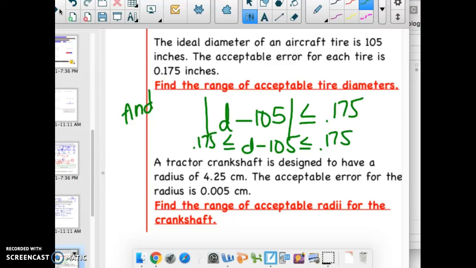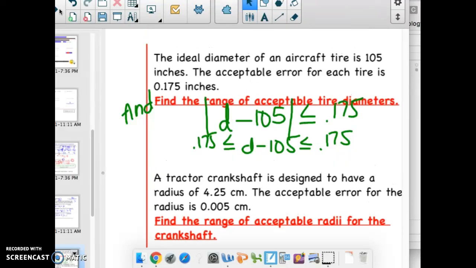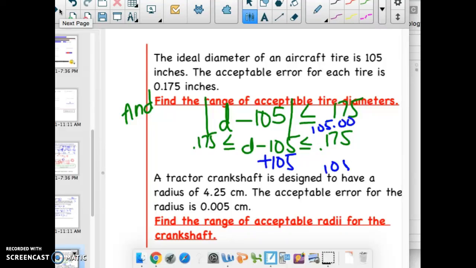So now this is your work. I think I'm going to have to slide this part down again a little bit. So you can see I'm just going to add 105. And notice what I'm doing because that's 105.175, because it's very small. On the other side, I'm going to take 105 and take off 0.175. And if you look at what I'm doing and subtracting off, that means it's 104.825.